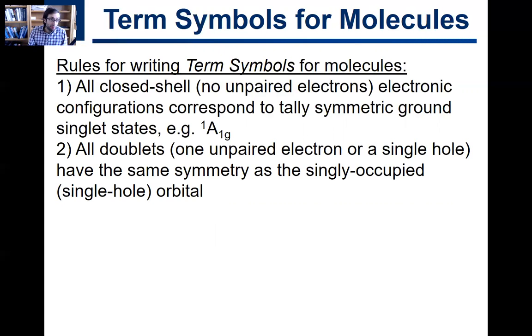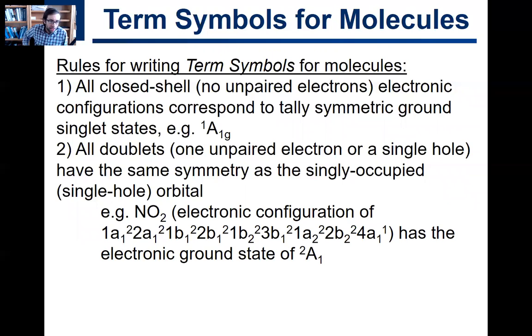Doublets: 1 unpaired electron, or a single hole. A hole is just the absence of electrons. So that'd be like a D9 state where you have 5 orbitals, enough space for 10 electrons, but you only have 9, that would have 1 hole. So if you have a D9 state or a D1 state, that would be a doublet. Those have the same symmetry as a singly occupied or single hole orbital.